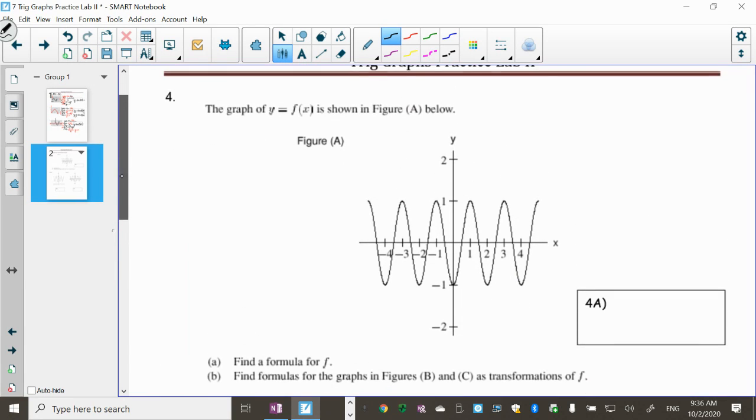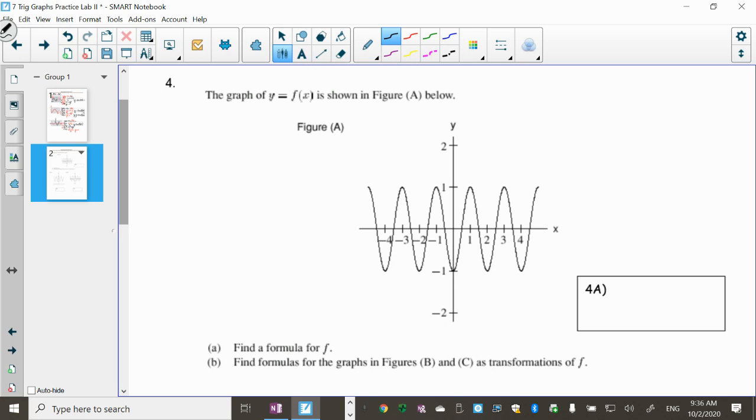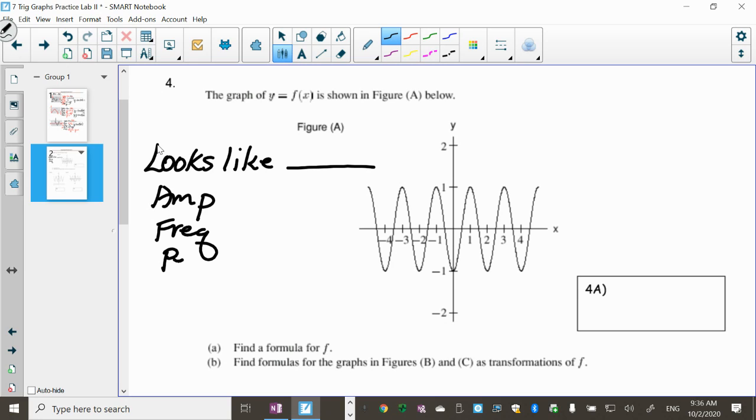All right, let's try number 4. Looks like, I hope this is helping, amplitude, frequency, period, midline. I'm going to give you a minute to see if you can start filling this in, and we'll talk about it.